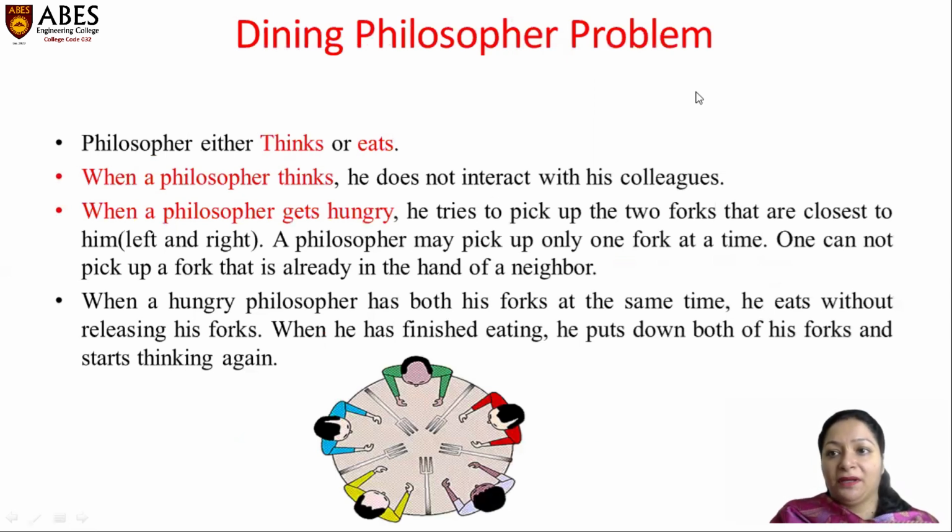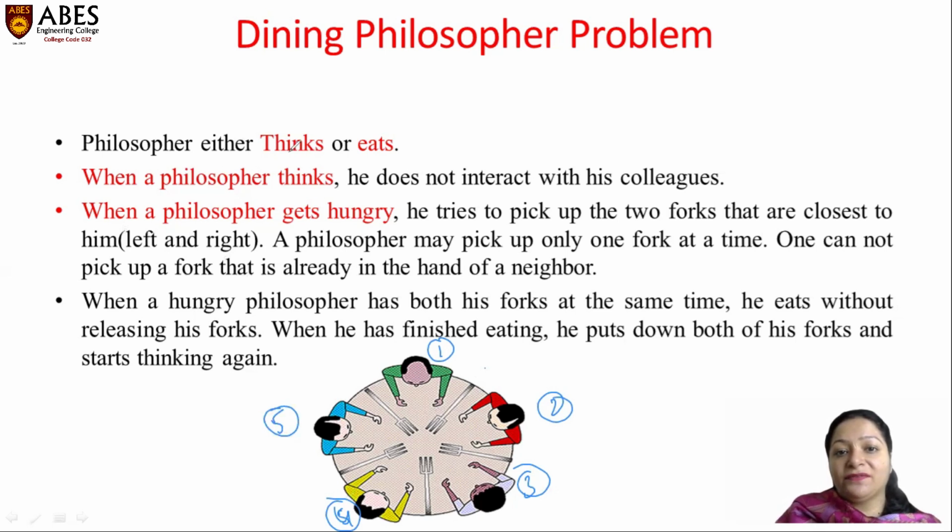So here, you can see there is a round table and we have 5 philosophers sitting around this round table. And the philosopher can either think or eat. Means philosopher का काम है सोचना या खाना. जब कोई philosopher सोच रहा होगा तो वो किसी से interact नहीं करेगा, आपस में किसी भी philosopher से वो कोई बात नहीं करेगा. And whenever the philosopher is hungry, he tries to pick up the two forks that are closest to him, that is on the left and the right hand side of each philosopher.